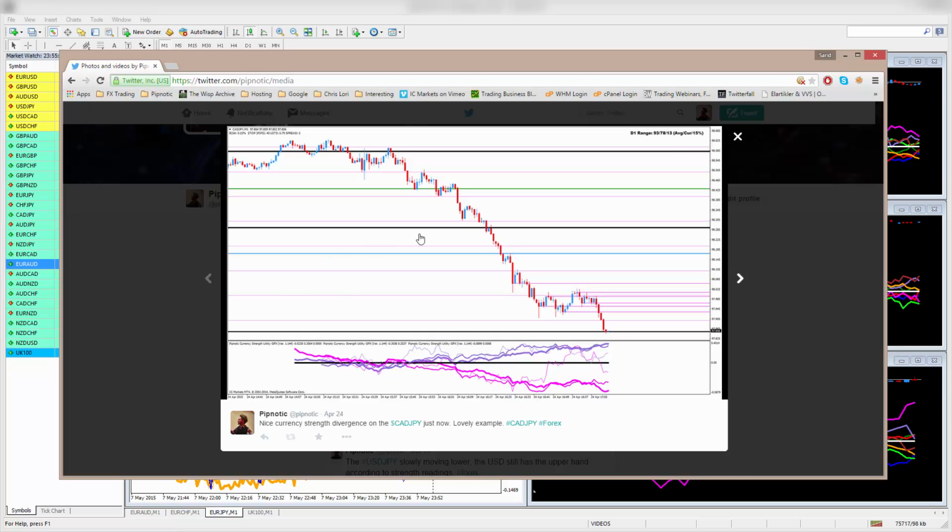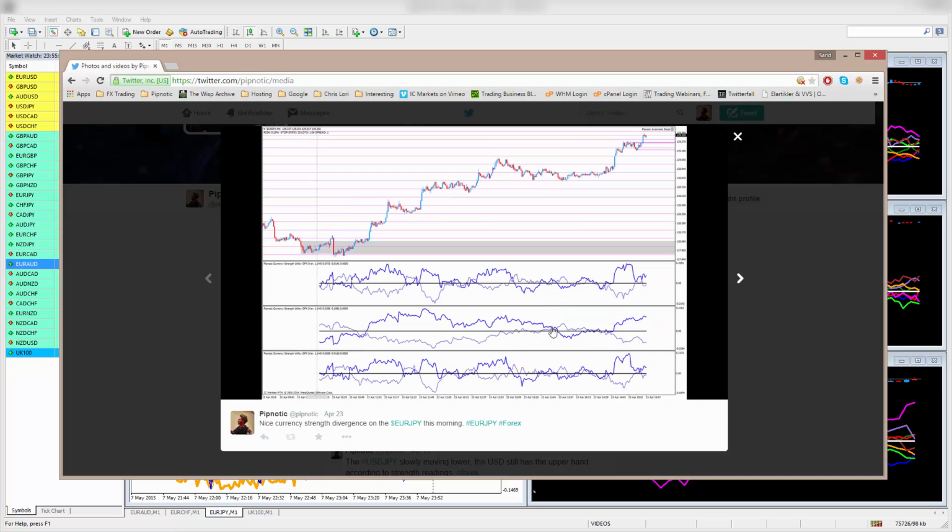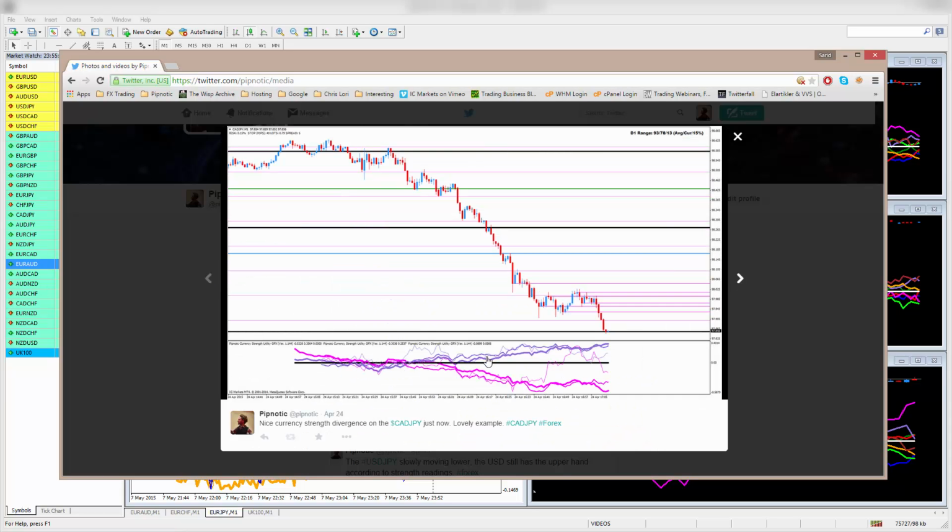Here we have another example where we can see the yen and the Canadian dollar are moving lower here due to the symmetrical currency strength divergence, where we can see a very nice example here. And this example here compared to this example here is simply, I've taken the currency strength boxes and I've put them on top of one another. So in this picture they're overlaid, which is what I prefer.